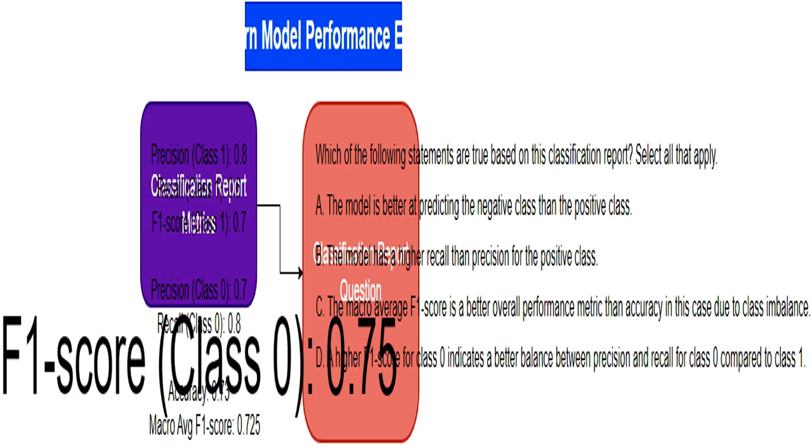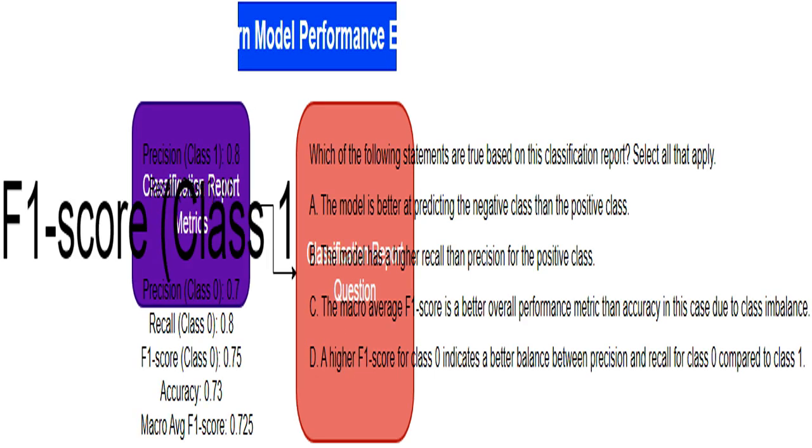Remember, the F1 score is the harmonic mean of precision and recall, giving equal weight to both. A higher F1 score suggests a better balance between precision and recall. In this case, class 0 has a better balance than class 1.